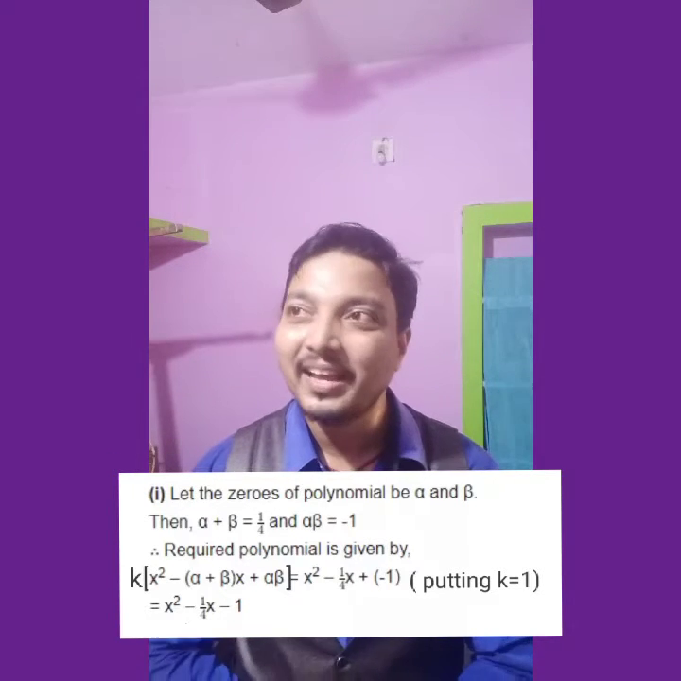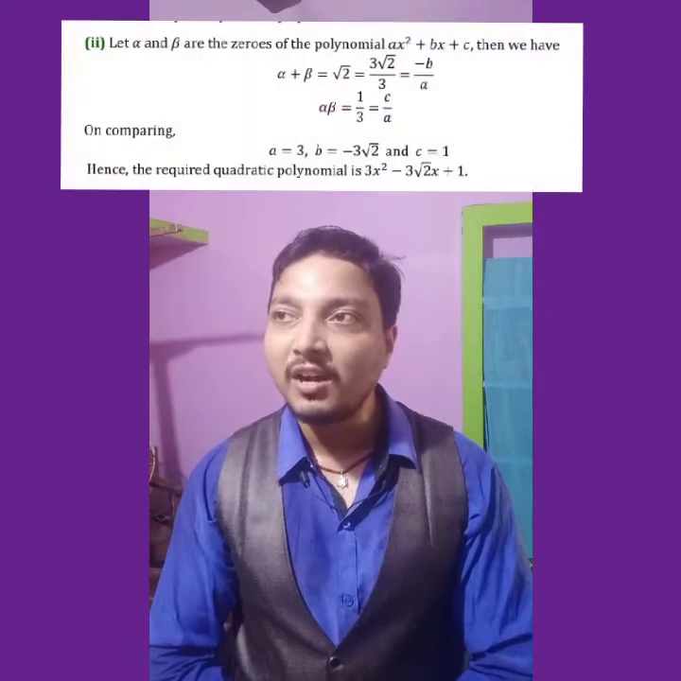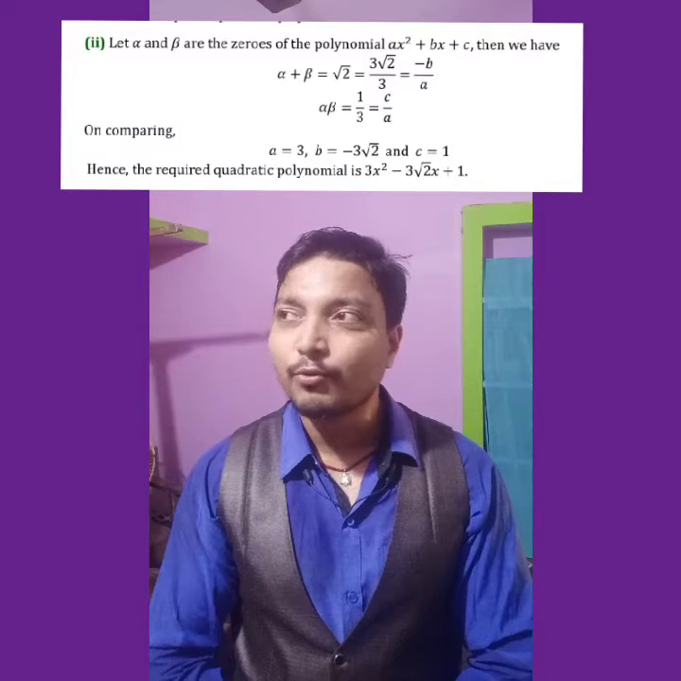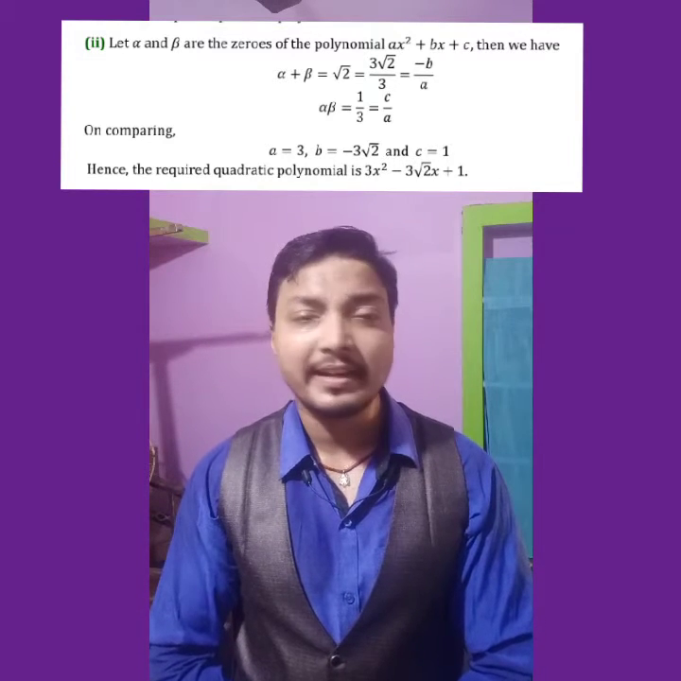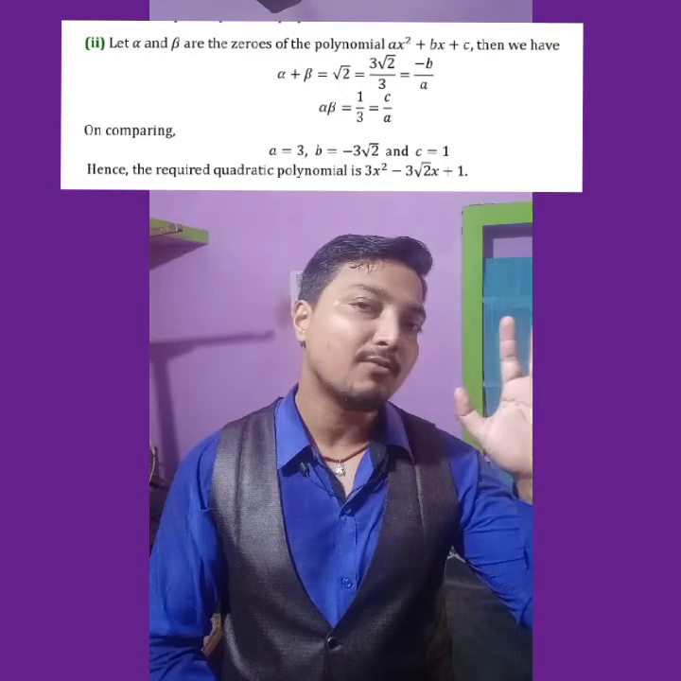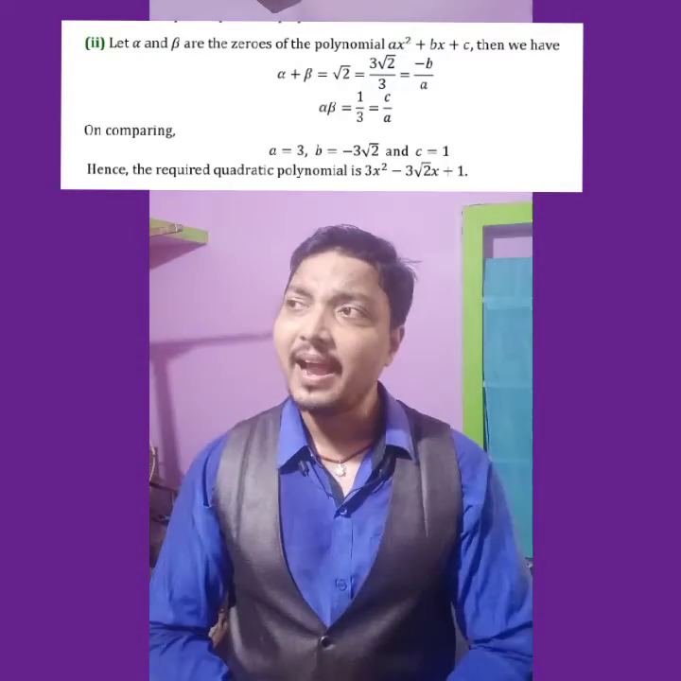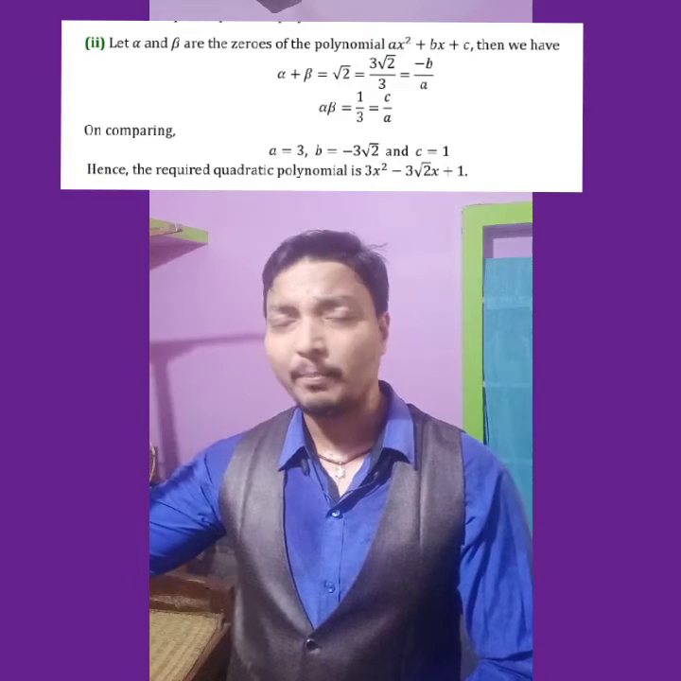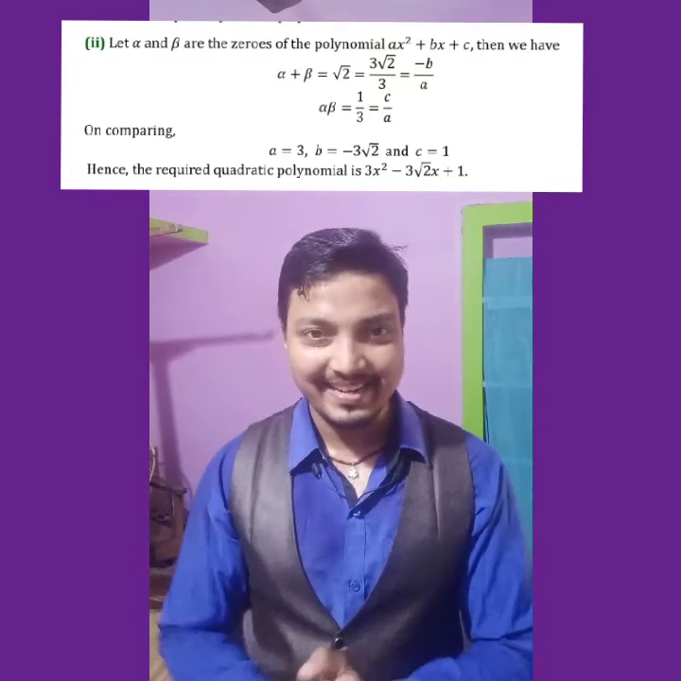Understood or not understood? Then, just like we have done question number I, in the same way we proceed to question number II. In question number II, it is given that the sum of the two zeros is root 2 and the product of the two zeros is 1 by 3. It means alpha plus beta is root 2 and alpha into beta is 1 by 3.